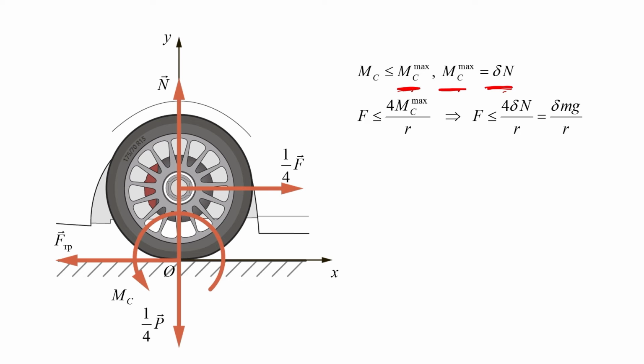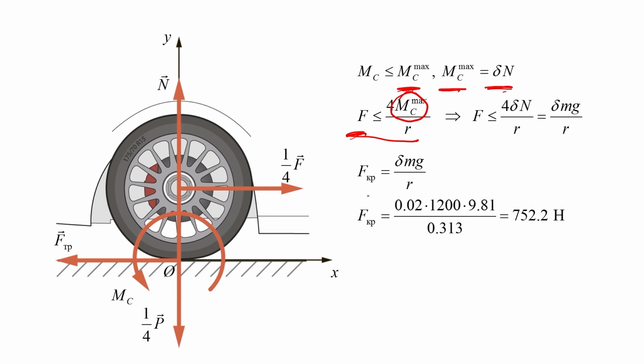Then, substituting the found value of the pulling force and the maximal value of the moment of resistance, we find the condition for the pulling force. As the moment of resistance arrives at its maximal value, we have a critical value of the pulling force, at which rolling starts under the force action. All the characteristics are known, so now we can calculate the critical value of the pulling force.